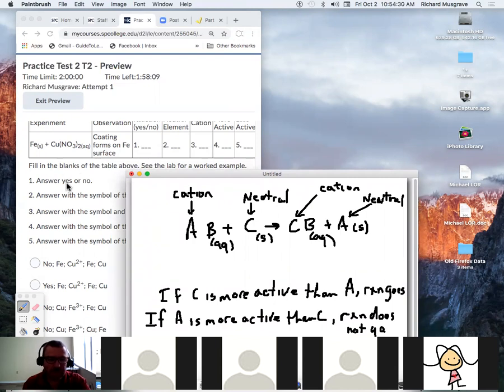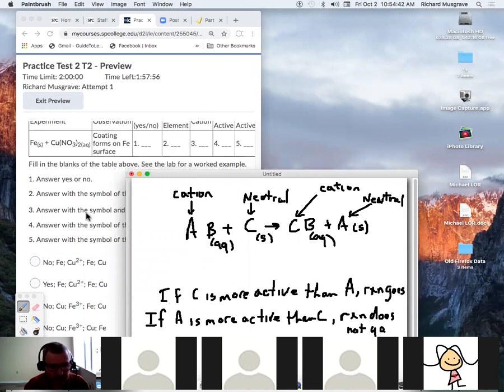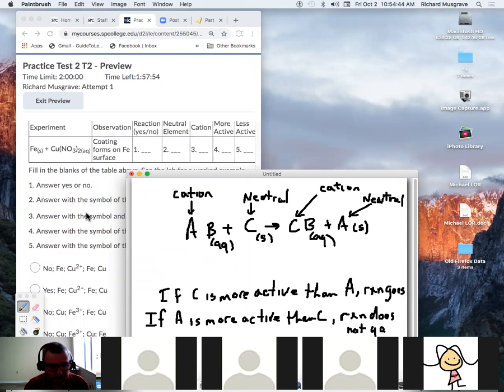And it gives you the instructions to actually solve the problem here. So if you're looking at this one, it says coating forms on Fe surface. So the answer here would be, in this case, yes, for whether a reaction occurred. Remember, if it says no change, then the answer would be no.